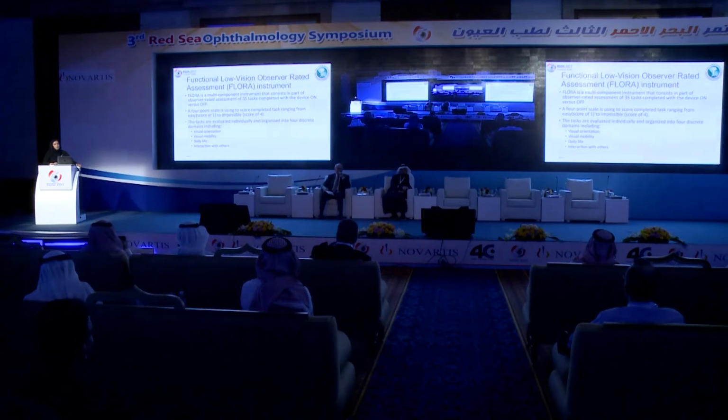The Functional Low Vision Observer Rated Assessment instrument is a multi-component instrument that consists in part of observer rated assessment of 35 tasks completed with the device on versus off. A 4-point scale is used to score completed tasks, ranging from easy, score 1, to impossible, score 4. The tasks are evaluated individually and organized into 4 discrete domains, including visual orientation, visual mobility, daily life, and interaction with others.